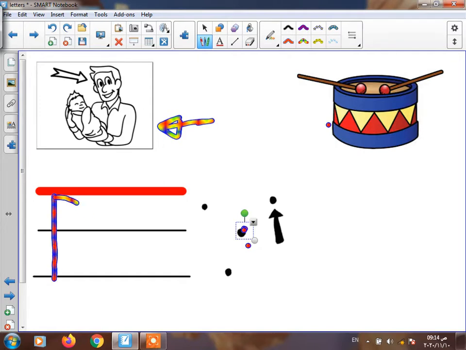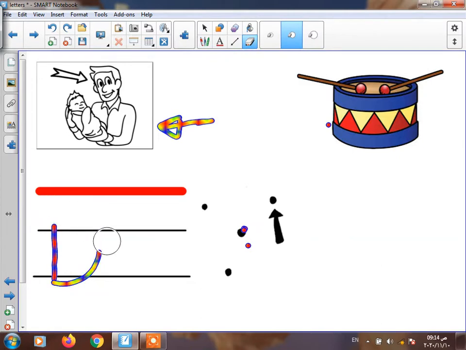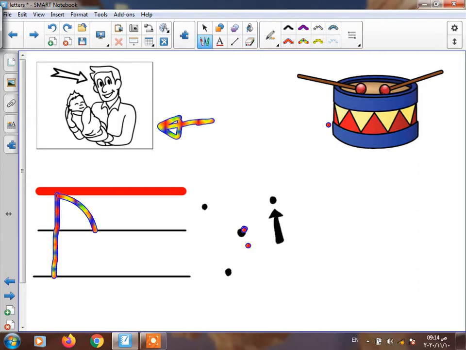Line down, turn down. Sorry, KG2. I will write it again. Line down, turn down. And how can I write sound D? Line down, turn down.